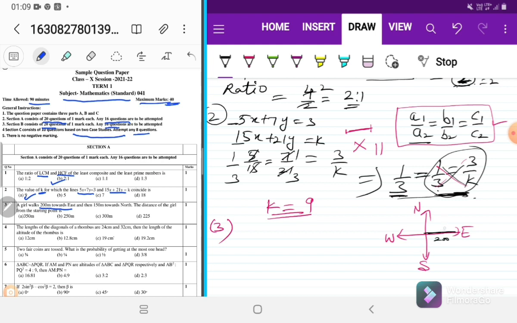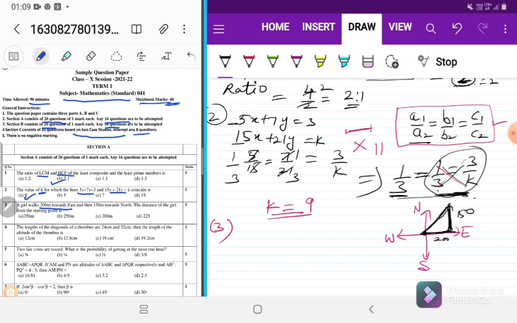Then she walks towards north. So north is the upward direction. This is 150. Now you have to find the distance of the girl from the starting point. The starting point is this one. Come to here. So you have to find this. So if we see the diagram, it is a right angle triangle.